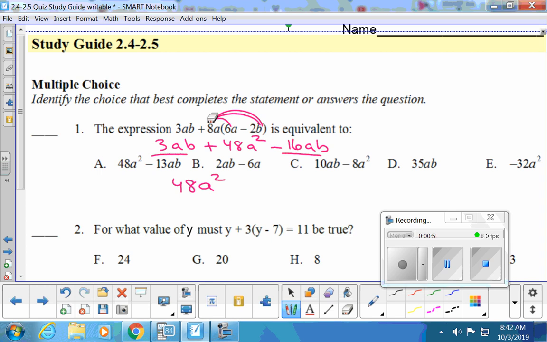We got 48a squared and then a negative 13ab. Which one would that be? A. Good job.